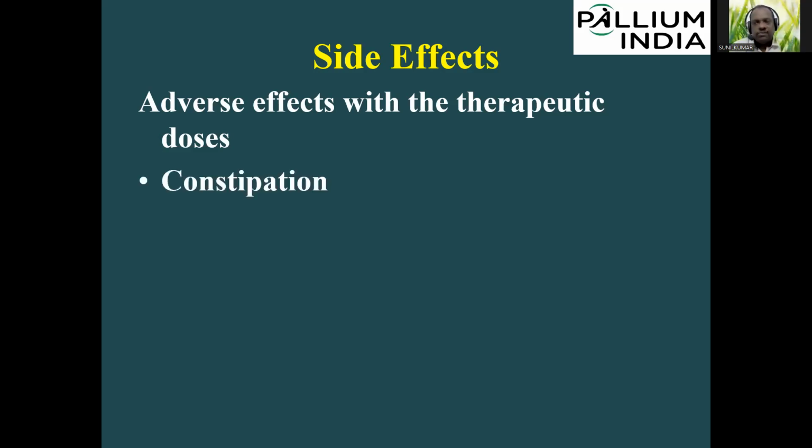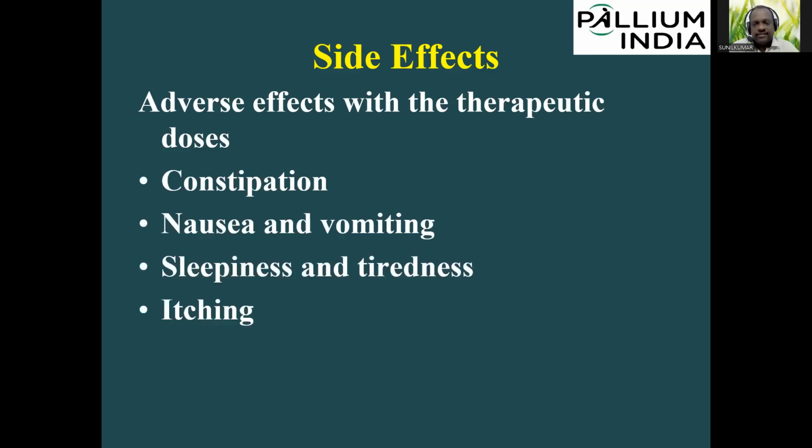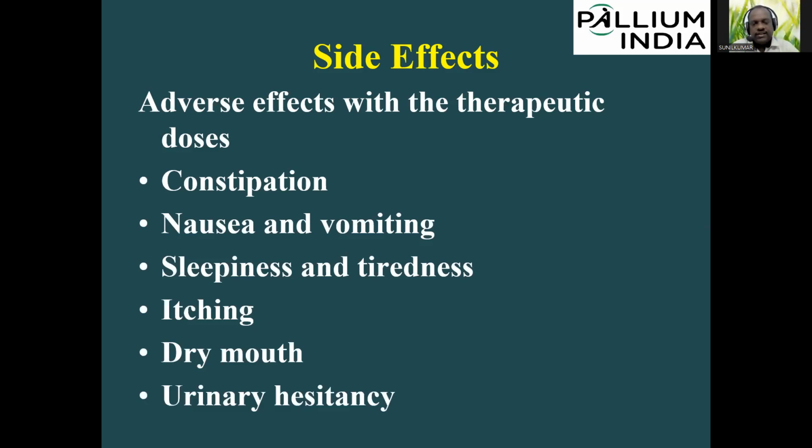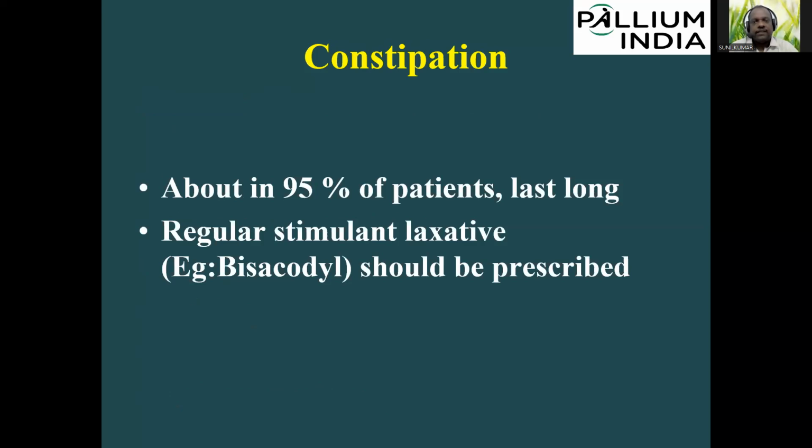Constipation, that's the most important. Nausea and vomiting, sleepiness and tiredness. These three are the most common side effects. And itching, dry mouth, urinary hesitancy. These are the rare side effects. And constipation occurs in almost all patients. And as long as the patient is on opioid, there will be constipation.